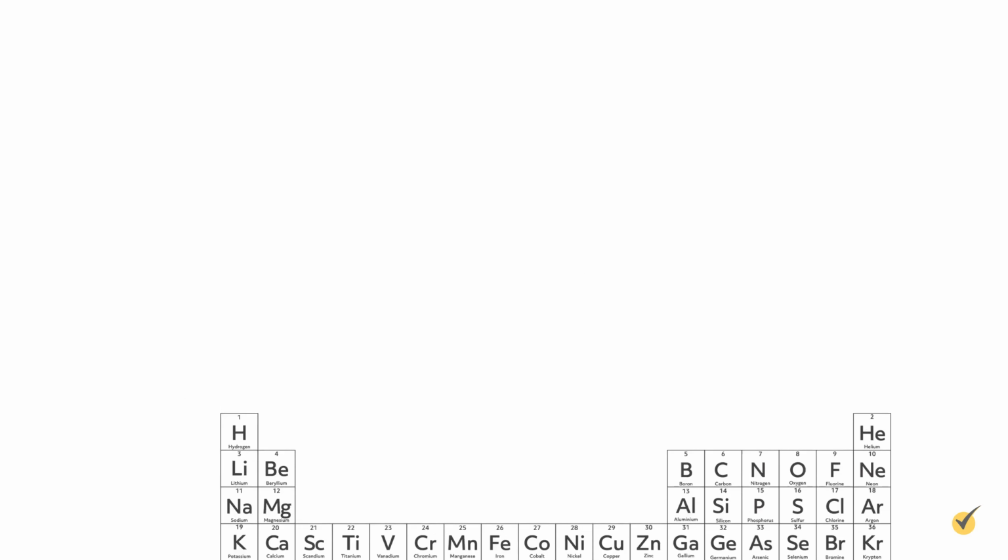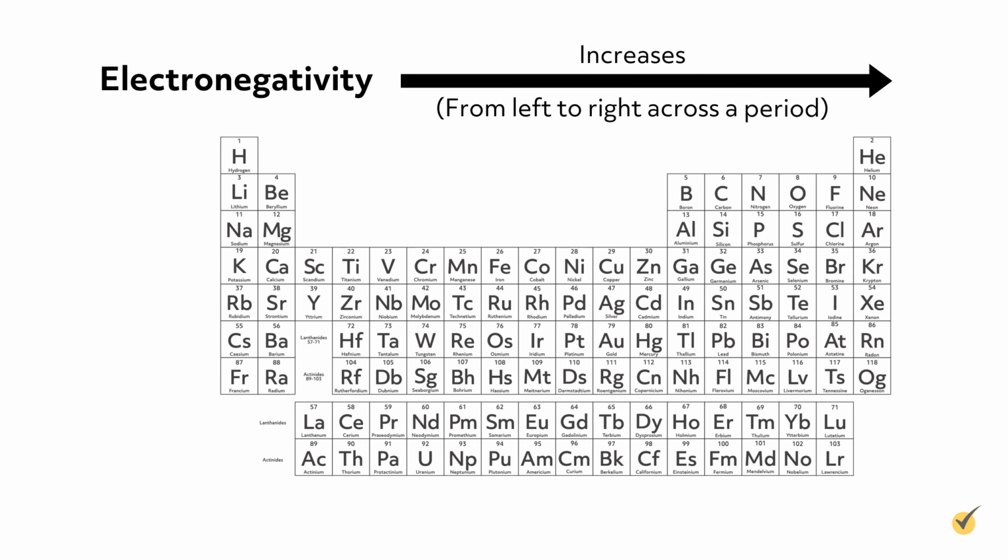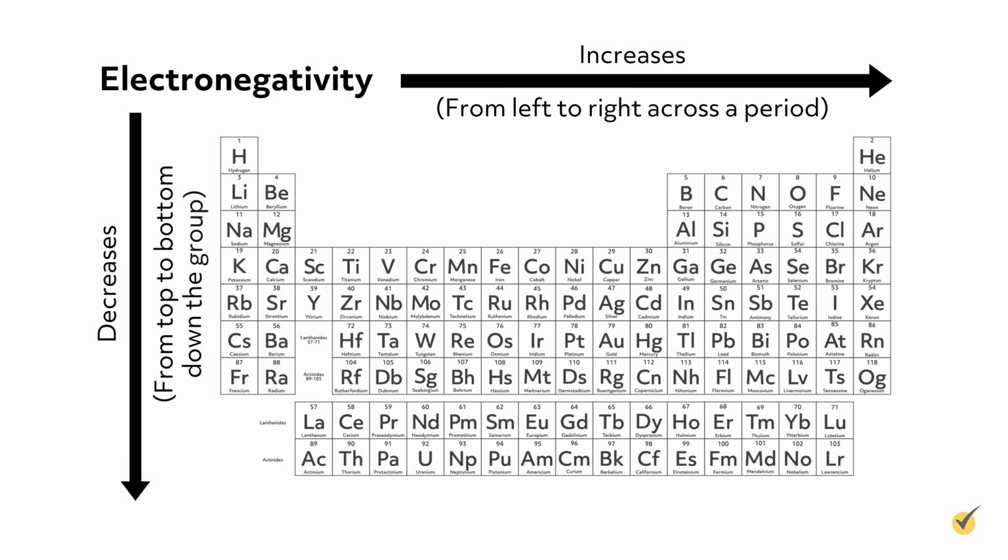As a reminder, elements on the top right side of the periodic table have high electronegativities, and elements on the bottom left of the periodic table have low electronegativities. Because of this, ionic bonds occur between elements on the right and left sides of the periodic table that have a large difference in electronegativity, like in sodium chloride.